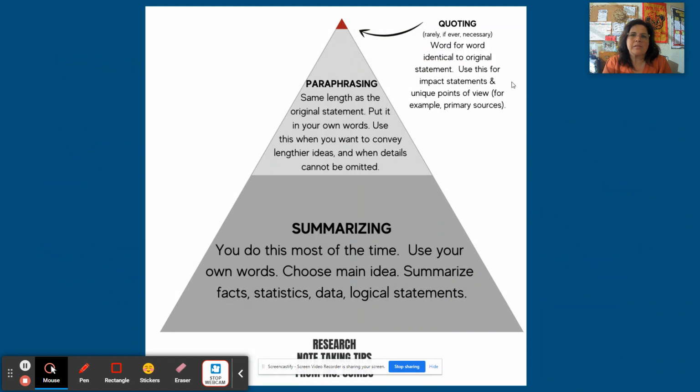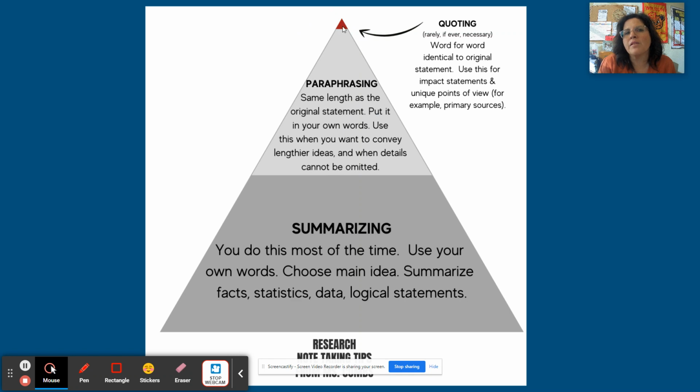So in this next slide, if you take a look at it, if this was all of the information that I was note taking on, you'll notice that most of the time I'm summarizing. I'm going to summarize things like facts, statistics, and data and logical statements. I'm going to paraphrase things that are lengthy, but I'm going to put them into my own words. And so they usually end up being about the same length. I don't omit details. And then the last thing is quoting.